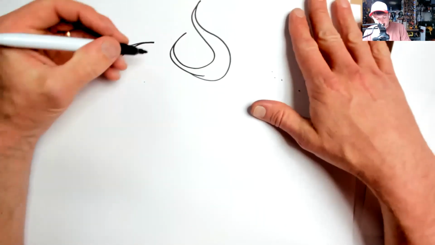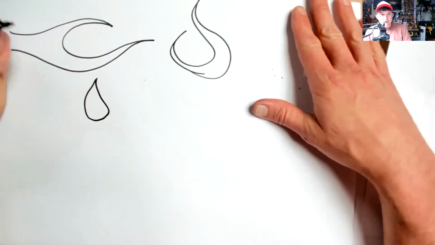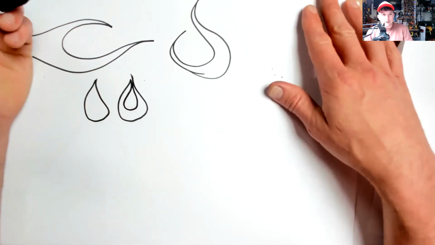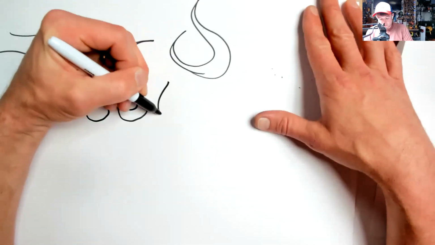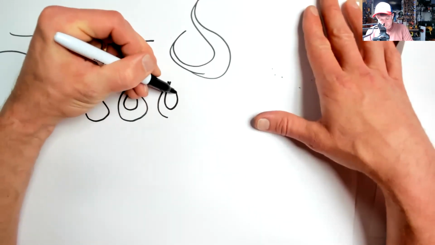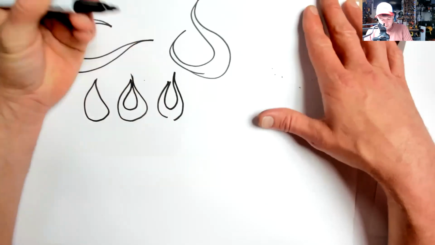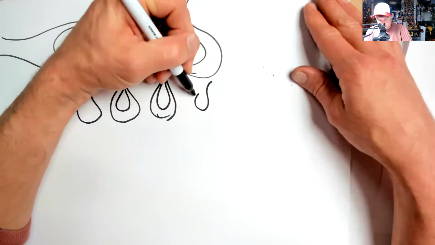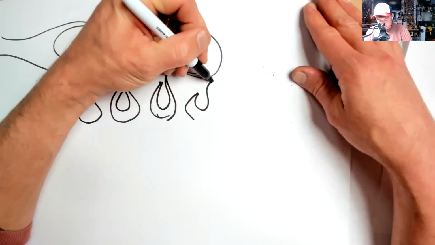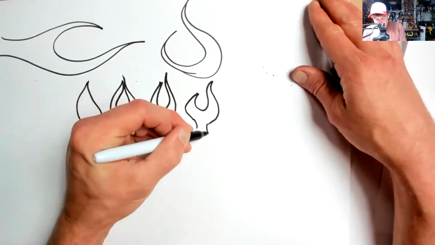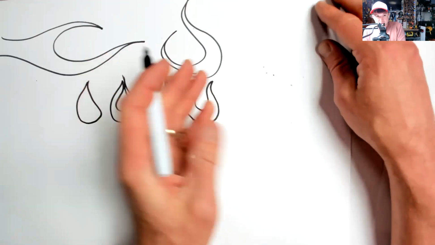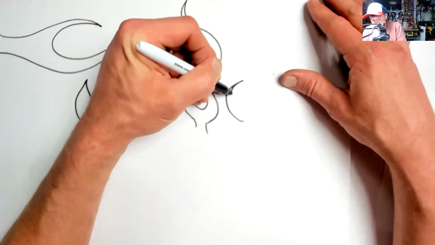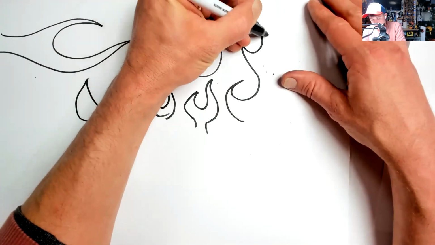And the way that we do these is we always start with a teardrop. Then we put a teardrop inside of a teardrop. And then we put a teardrop inside of a teardrop and leave it open. And then we put the teardrop inside the teardrop, leave it open. We put a neck on it. And then we start to get flagrant and flamboyant with the tips of the flame.